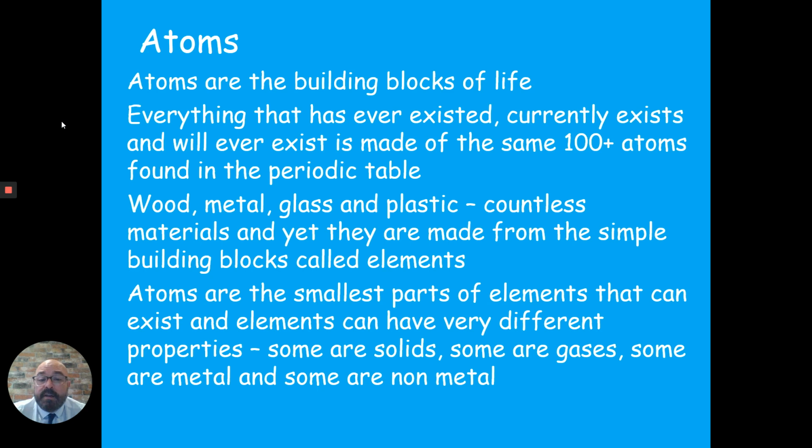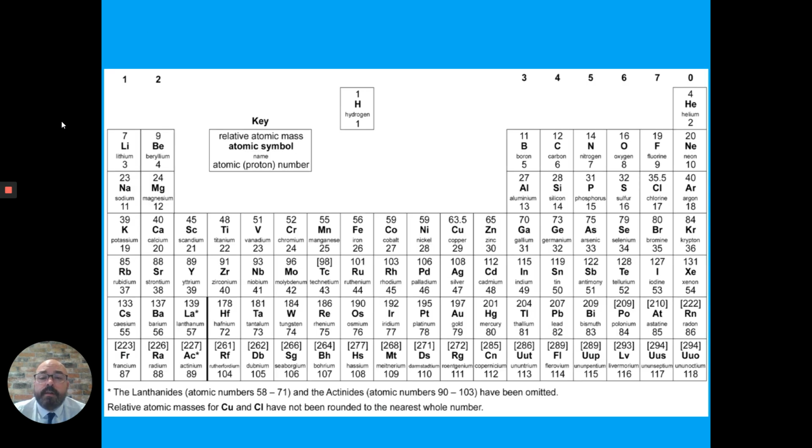So we can have solid elements, we can have liquid elements, we can have gaseous elements, we have metals, non-metals. So we're just going to have a quick look at that periodic table again to bring this together a little bit more. This is the periodic table that you get in your examination at GCSE, and it's the one that we use in school all the time and you'd be familiar with. So it should hopefully look very familiar.